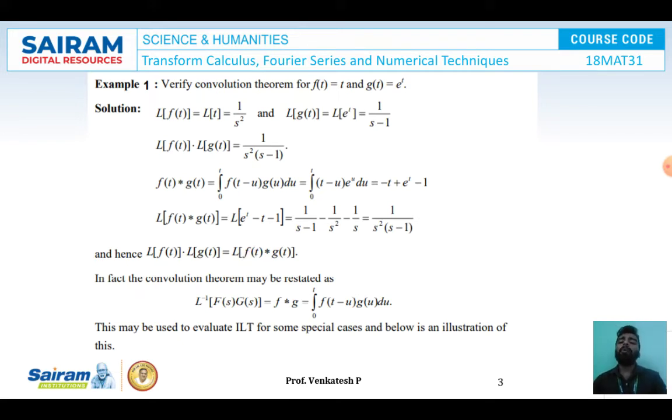This formula can also be written as the Laplace inverse of F of s into G of s is equal to f star g, which is equal to integral 0 to t of f of t minus u into g of u du. This formula will be applied to solve problems in inverse Laplace transforms.